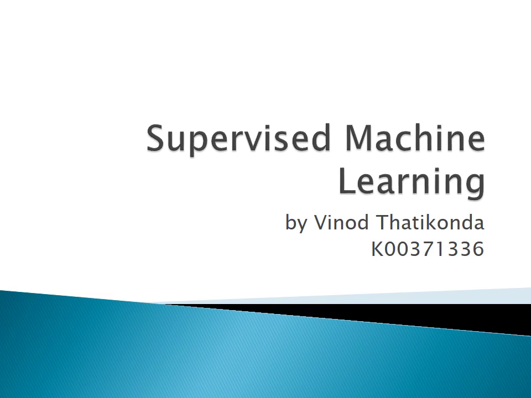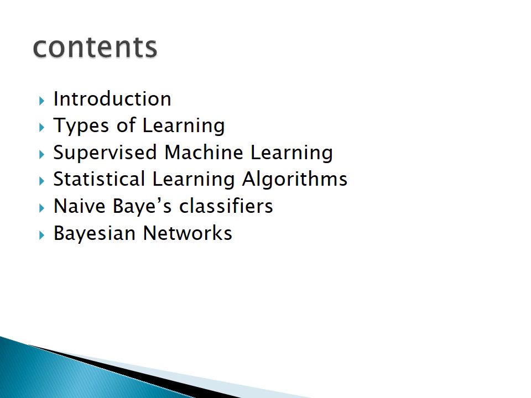There are so many applications of machine learning in real time. Let us see one by one. In this PPT, I explain about supervised machine learning. What is the difference between supervised and unsupervised? Let us see first. Before going to all the things, let us see the contents of this PPT: introduction, types of learning, supervised machine learning, statistical learning algorithms, naive Bayes classifiers, Bayesian networks.